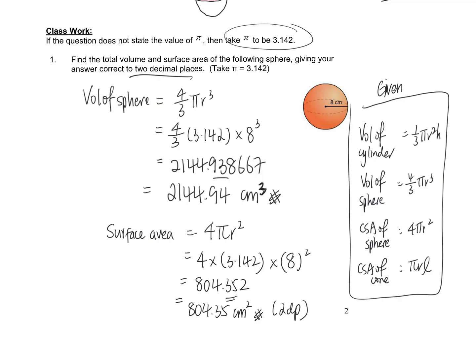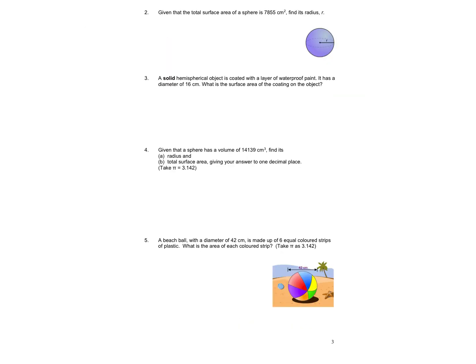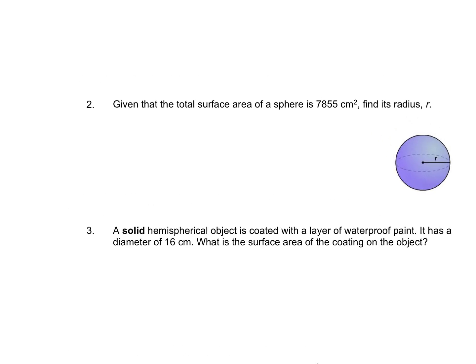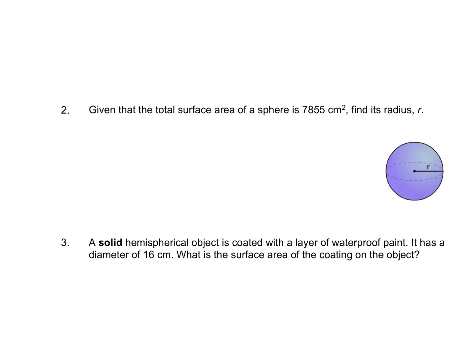They wrote here that if the question never state the value of pi, use 3.142. But anyway, let's finish up. Total surface area of sphere we know is 4 pi r squared. Just use the formula.